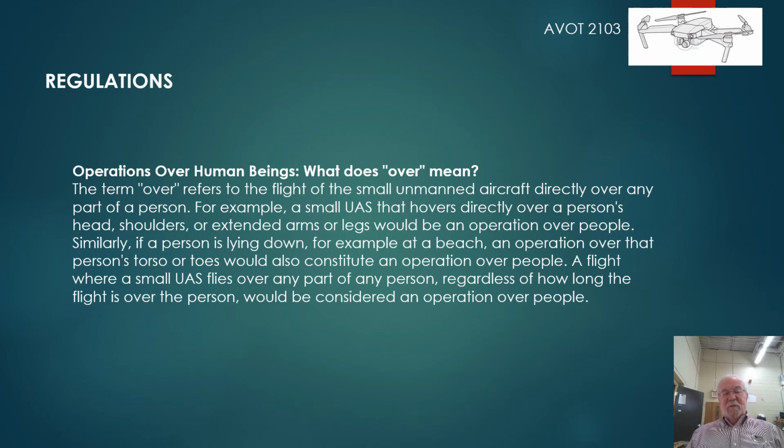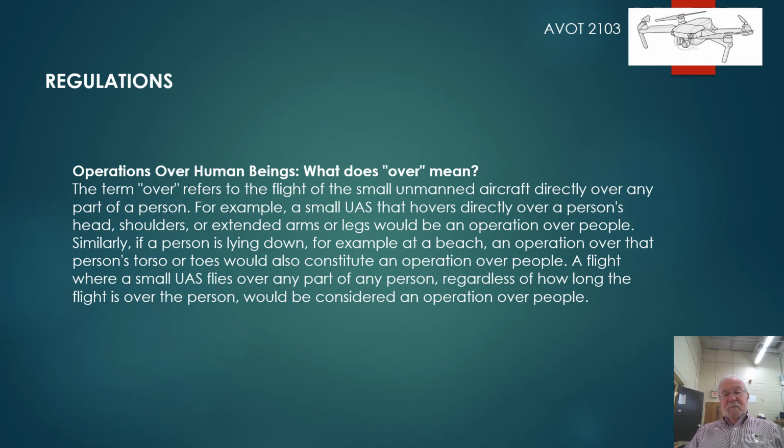Okay? So you're at the beach, you fly over somebody's leg, that's over people. Similarly, if a person is lying down, for example, at a beach, an operation over that person's torso or toes would also constitute an operation over people. Flight, where a small UAS flies over any part of a person, regardless of how long the flight is over the person, would be considered an operation over people. So over means any part of the person. Just be aware of that.